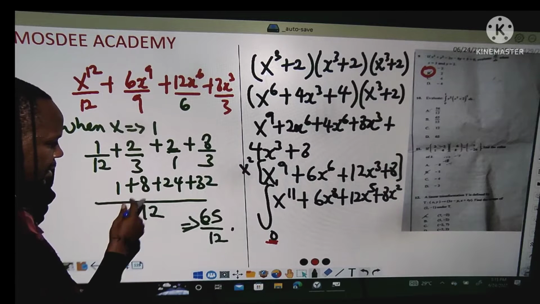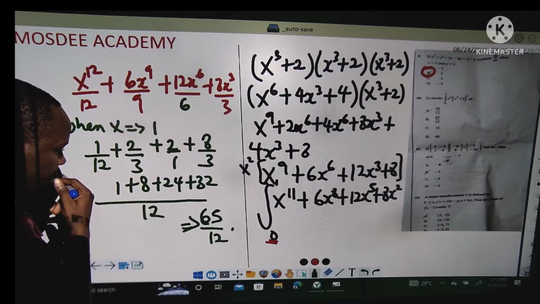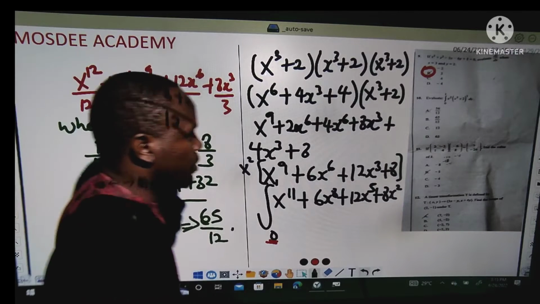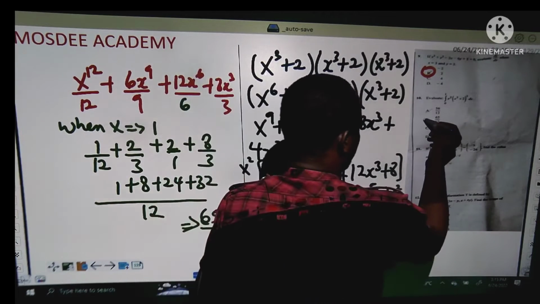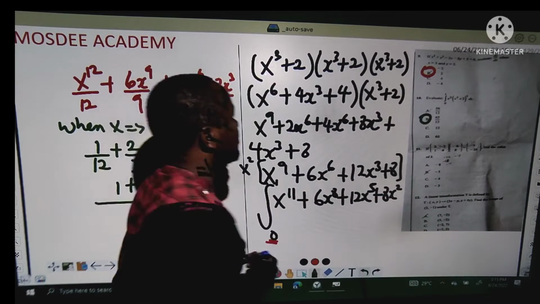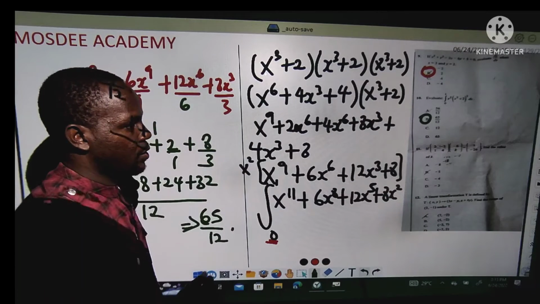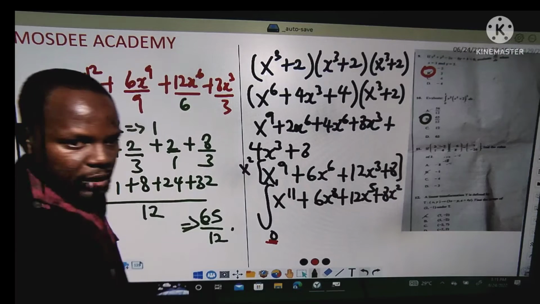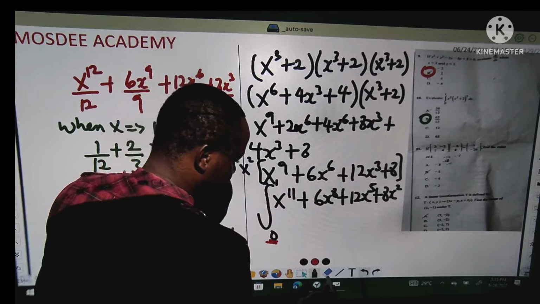Admin can confirm if I'm wrong. 1 plus 8 is 9. 9 plus 24 is 33. 33 plus 32 is 65 over 12. So that will be the answer. For the first time, my student missed this one, but she's still trying. Kudos to her. So the next one now, you can see I've used a lot of time on that. Am I good to go? Thank you very much.